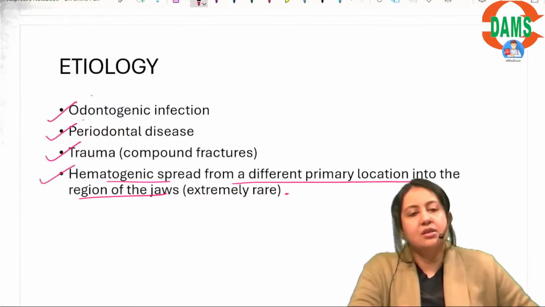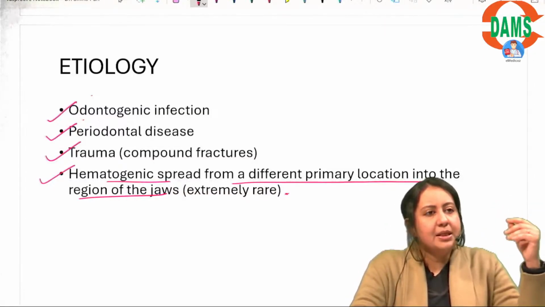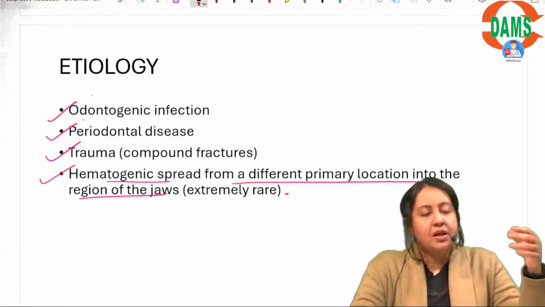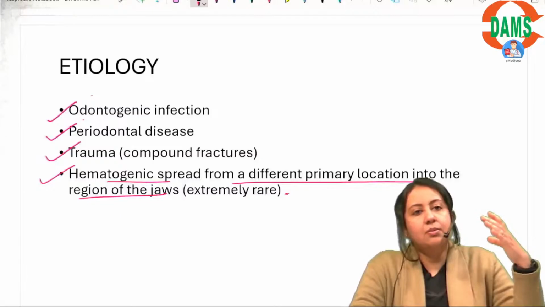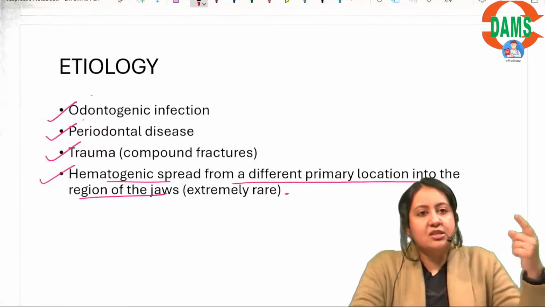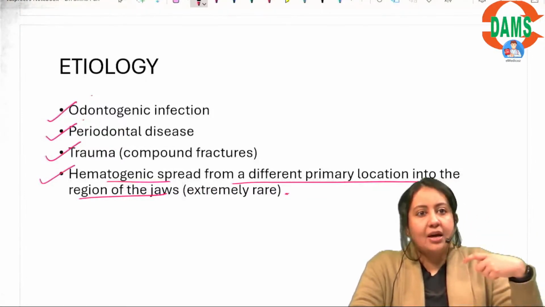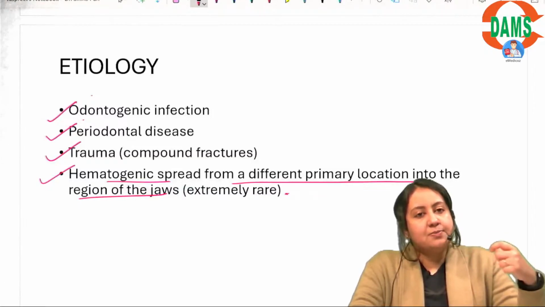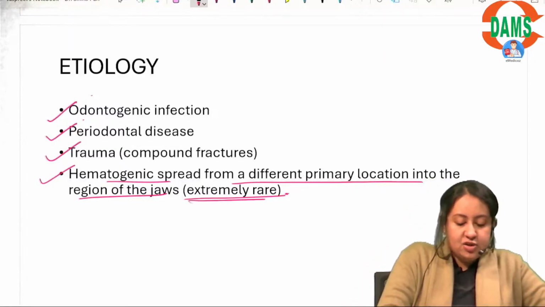Now, what does this statement mean? This means that if there is osteomyelitis, maybe in some other bone, maybe in the long bone of the lower limb or the upper limb, then from that different primary location through the bloodstream, the osteomyelitis comes to affect the jaw region. That means via the bloodstream, the osteomyelitis is spreading from a different location and has now affected the jaw region, although this cause is extremely rare.